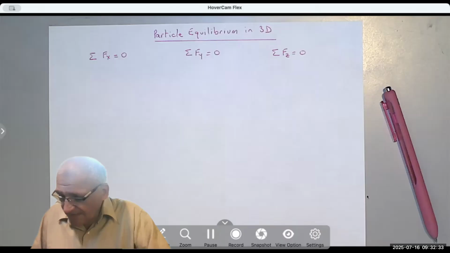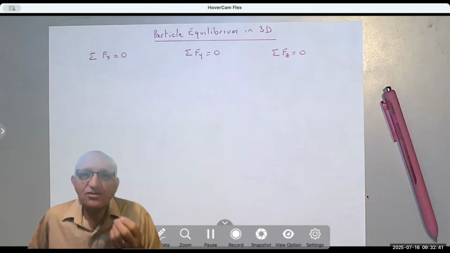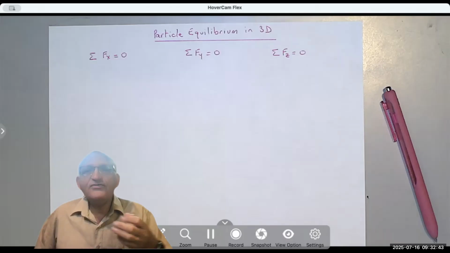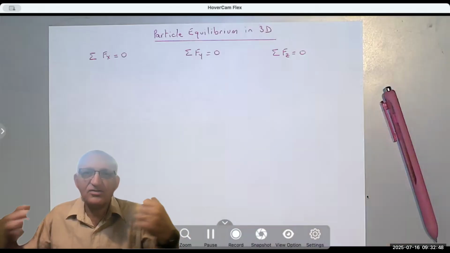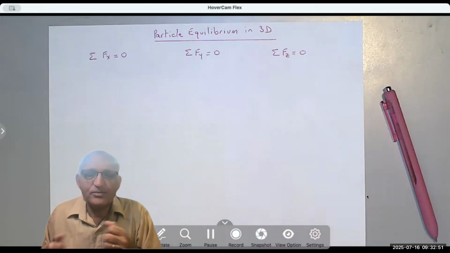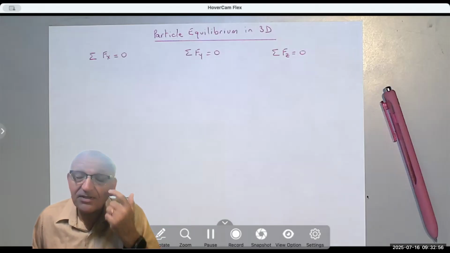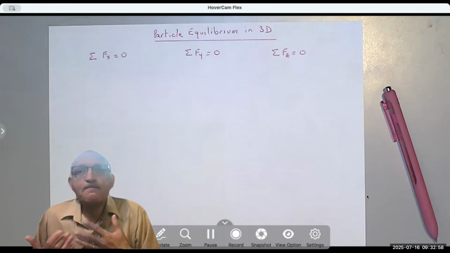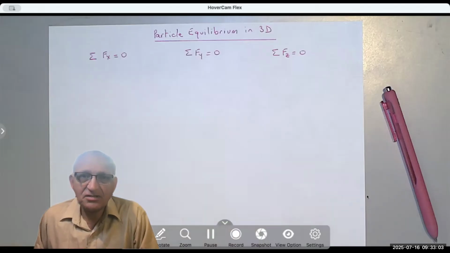So, yeah, one more thing. In the previous lecture, in the particle equilibrium in 2D, we always assumed that the forces are tensile. Because we had cables, and we know the cables cannot be compressed, so they have to be in tension. But even if we are not sure whether the member is under tension or under compression, the universal way to do it is to assume it's tension. And you say, so what if it's compression? Well, if it's compression, you will get your answer in negative.